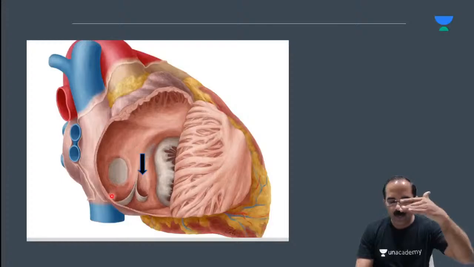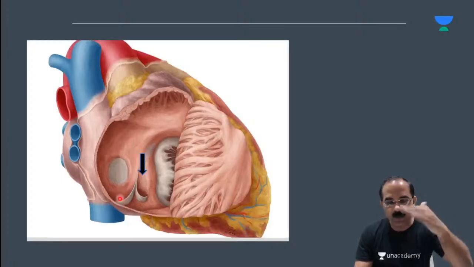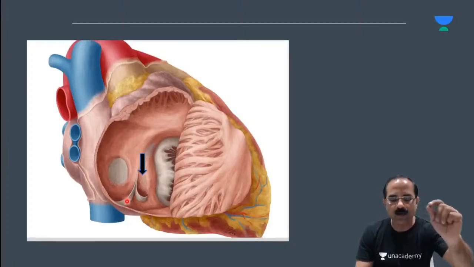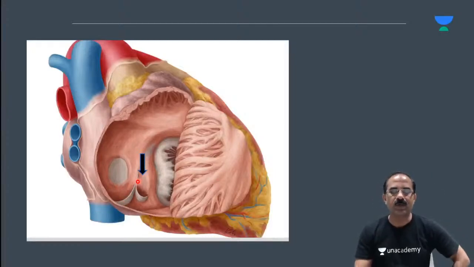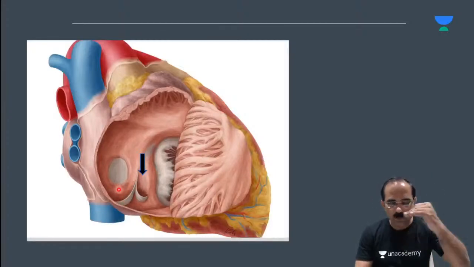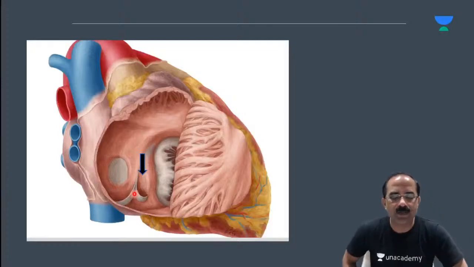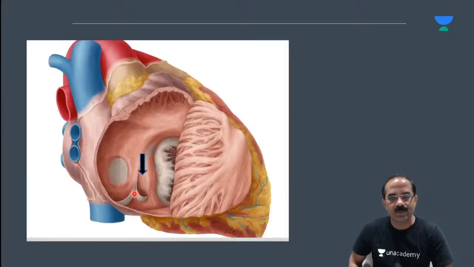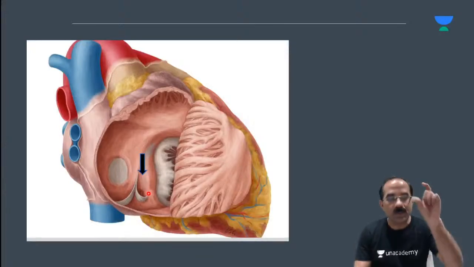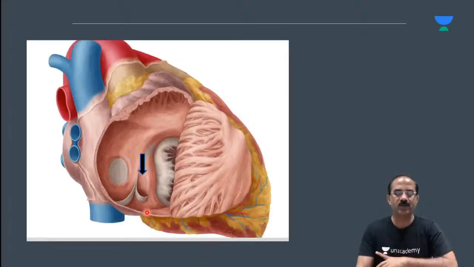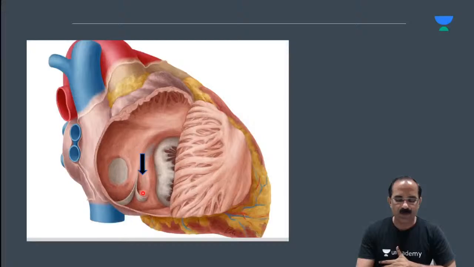Students, the opening of IVC is guarded by a valve. Answer this. What is the name of this valve? This is a very important MCQ. Can you identify this valve? This valve is known as the Eustachian valve. Very good. And the opening of the coronary sinus has a valve too. Its name is the Thebesian valve. Just remember this: Eustachian valve, Thebesian valve.